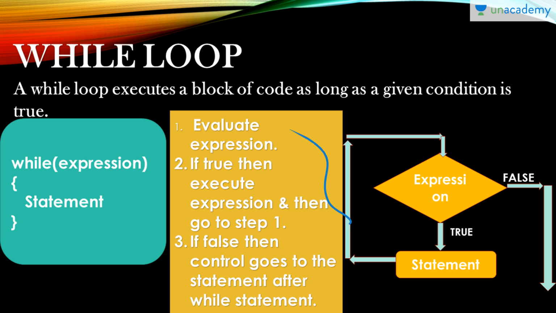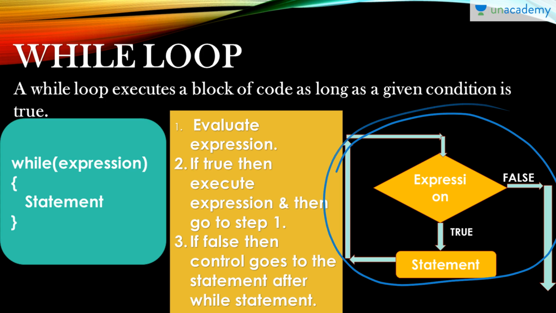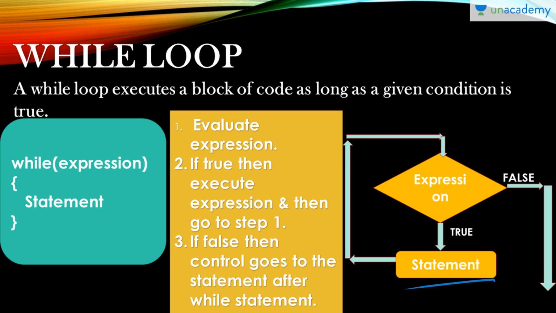What are the steps? These are the steps. First, evaluate the expression. Then if true, execute the statement, and go to step 1. If false, then control goes to the statement after the while statement. This is the condition for the while loop. Here we have described it with the help of this flow chart. If the expression is true, then it will execute the statement, and if it is false, then control goes to the statement after the while statement. The true statement will execute, and it will again go to the expression.